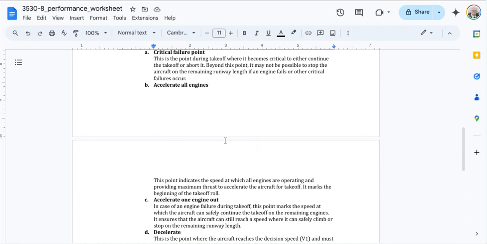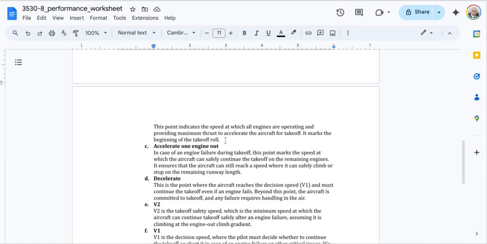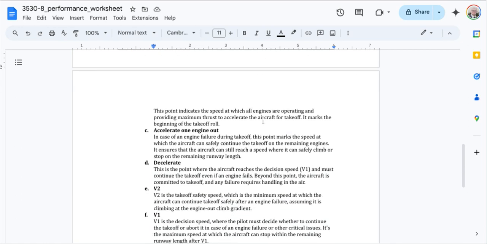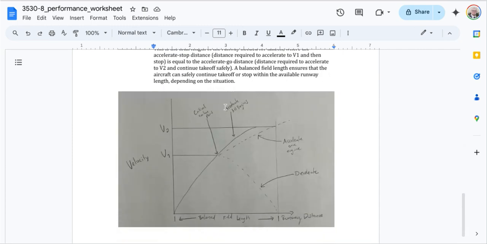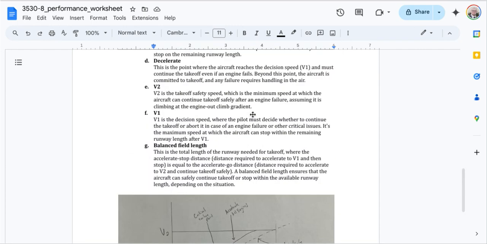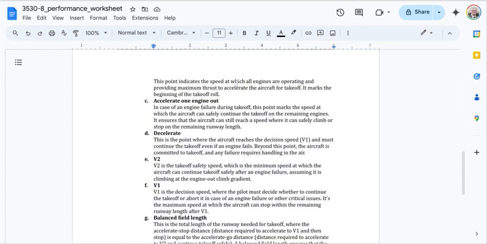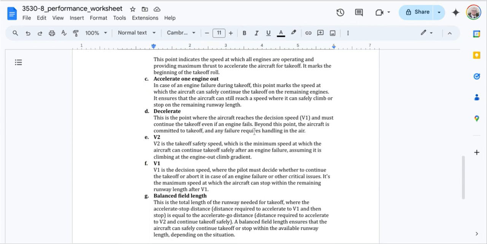Accelerate all engines. The point indicates the speed at which all engines are operating, providing maximum thrust to accelerate the aircraft for takeoff, and marks the beginning of the takeoff roll. Accelerate one engine out, that's going to be this dash line. If you lose an engine, that power curve dips a little bit. This is going to be in case of an engine failure. This is where the aircraft can safely continue to take off on the remaining engines. Ensures the aircraft can still reach a speed where it can safely climb and take off.